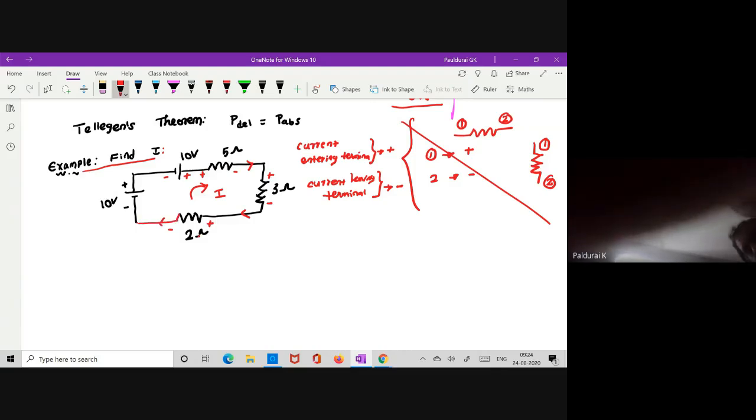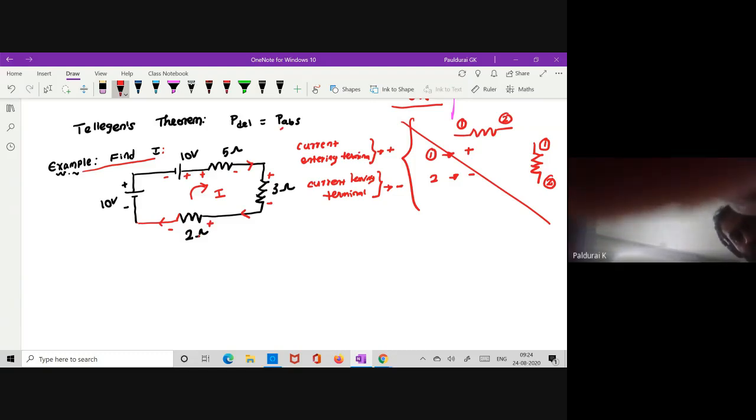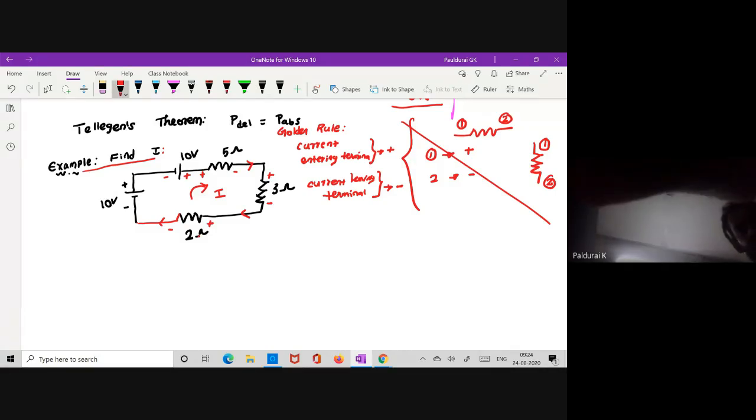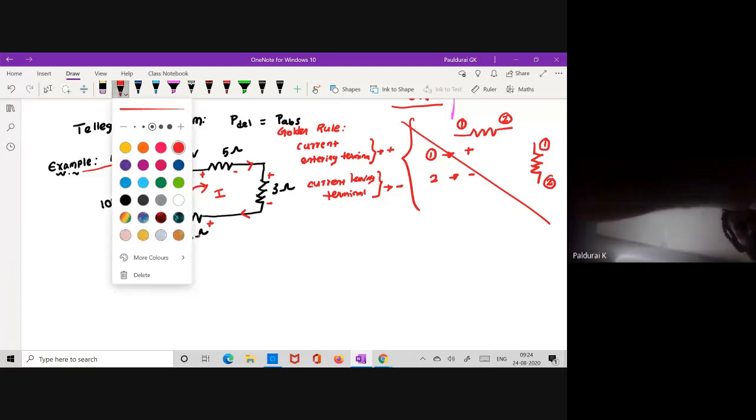Okay. Now can you apply KVL? So here is the golden rule. Please keep it in mind. There is no polarity for resistors, but assume always the current in clockwise. So take current entering terminal as positive and leaving terminal as negative. So that's my point.